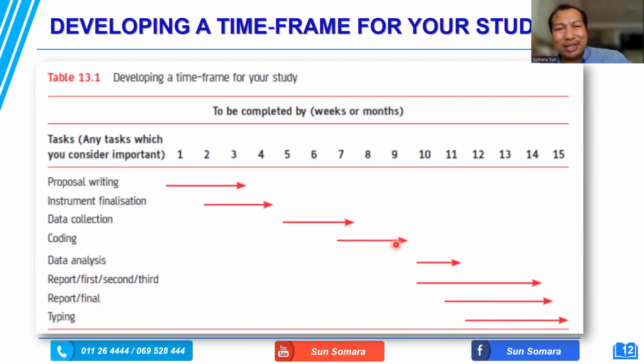So this one we call the work plan for research or time frame for research. Since in a proposal, they also need to see the deadline or the timeline that you are supposed to finish by.